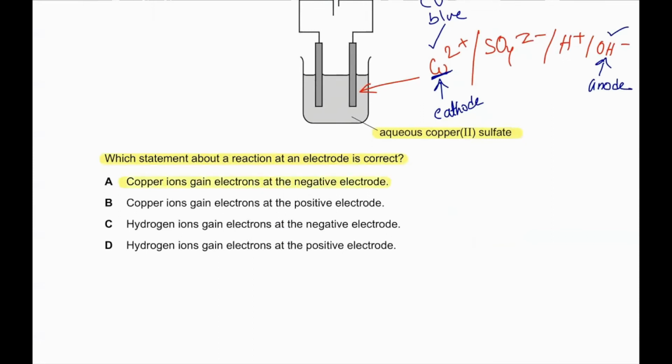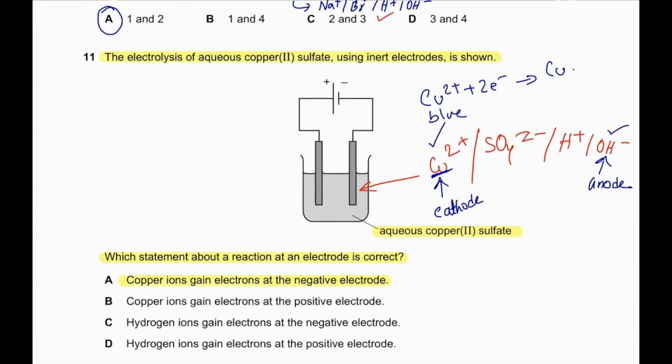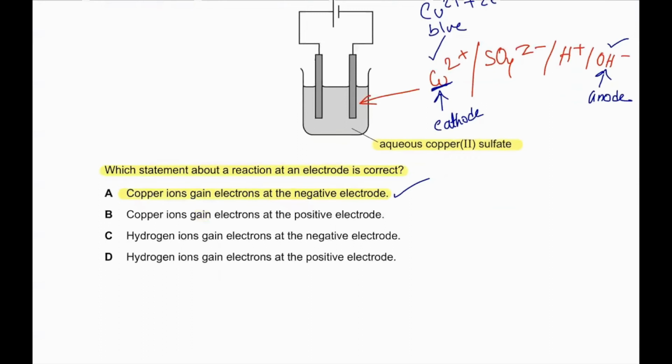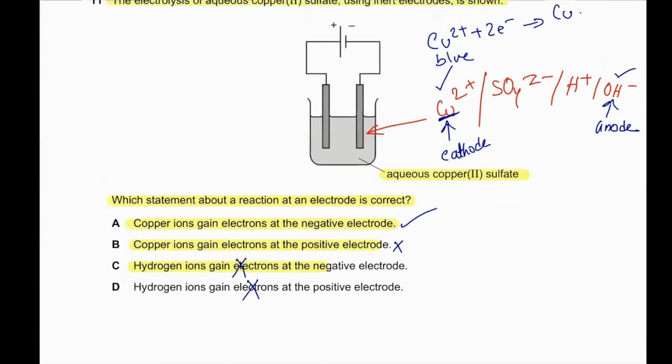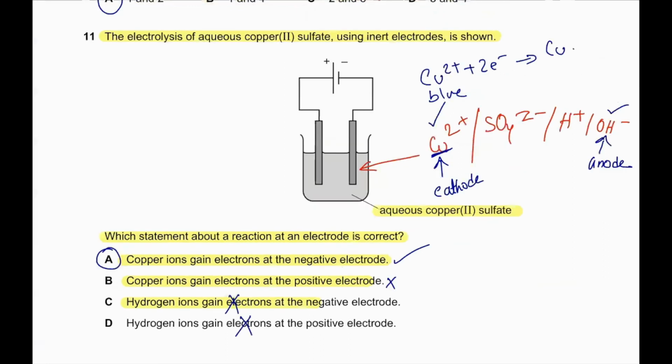All right, which statement about a reaction at an electrode is correct? Yes, copper ion does gain electron at the negative electrode. It is correct. Let's move on. Copper ions gain electron at the positive electrode? No. Copper is positive. It will never go towards the positive electrode. Hydrogen ions gain electron? Guys, we already know copper is lower in the reactivity series. Hydrogen ion cannot gain electron. So A will be the correct answer, 11.